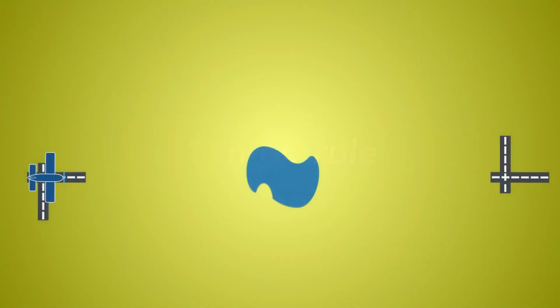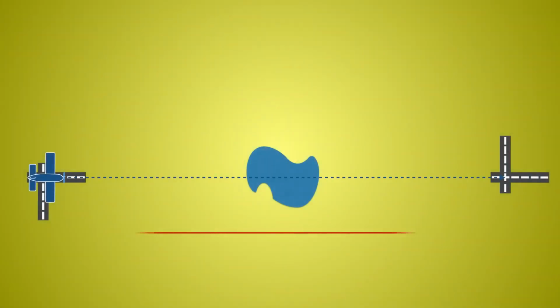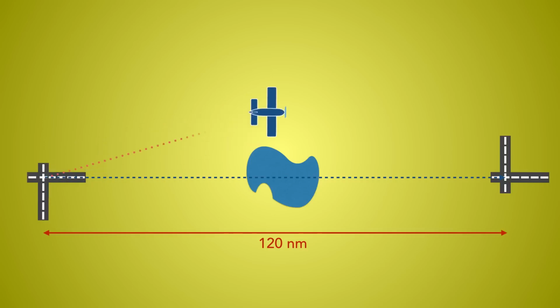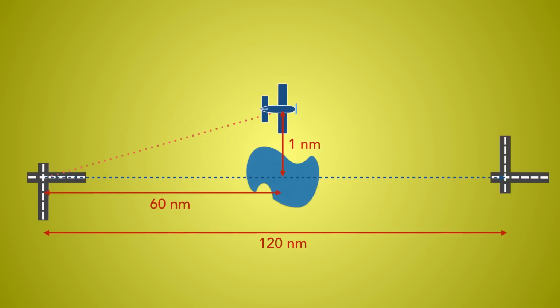Assume that you planned a direct flight that is 120 miles long. There is a small lake halfway across, and your planned track takes you overhead that lake. You take off, and after having flown 60 miles, you find yourself 1 mile off track to the left of the lake. What the 1 in 60 rule states is that if you've flown 60 miles and you are 1 mile off track, your track error is 1 degree.